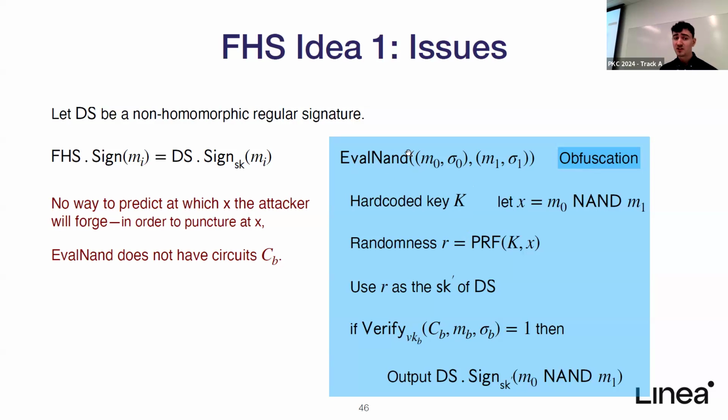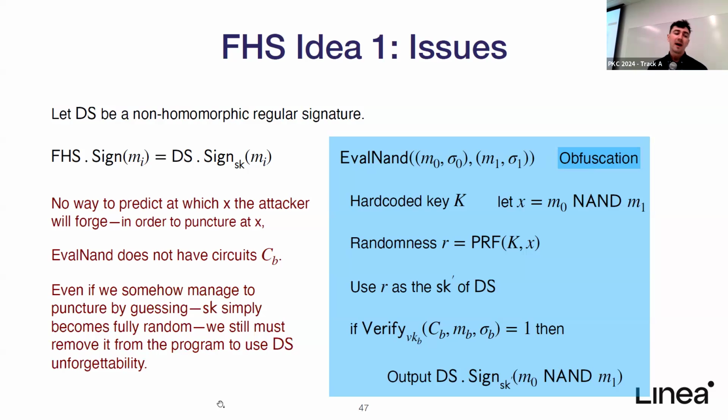Also, in the model, the evaluation circuit doesn't really get the circuits. It doesn't really know for what circuit the signature signs M. That is only available to the verification circuit, not to the evaluation one. We only know that the signature is valid for this message, but we don't know what circuit corresponds to the message with respect to the original initial messages. And even if we manage to puncture by guessing, and we manage to make this SK here really random, we still need to remove it from the program somehow in order to use the security of the scheme. So the idea I gave before doesn't really work yet, because we still need to remove it somehow from the program.